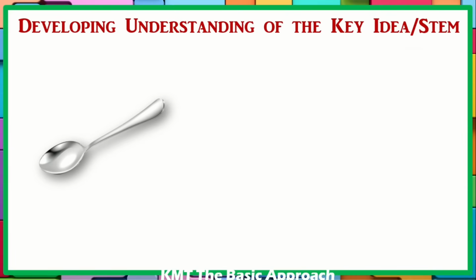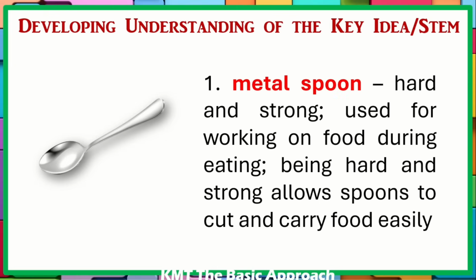Now here are the possible answers. For the first object, number 1, it is a metal spoon. Hard and strong. Used for working on food during eating. Being hard and strong allows spoons to cut and carry food easily.